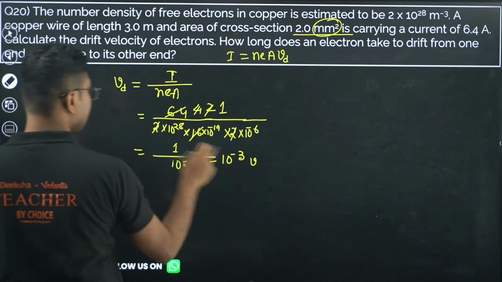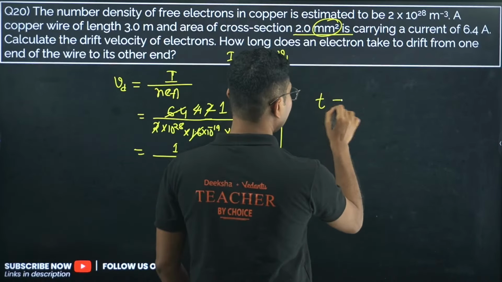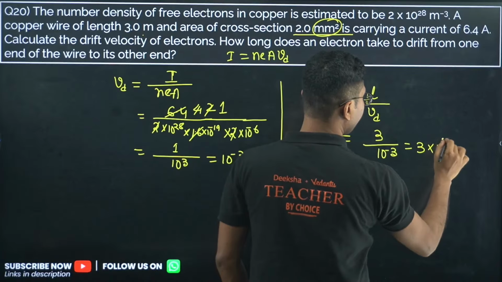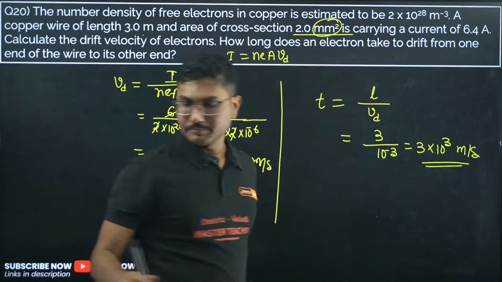What about how long the electron will take? The time the electron will take to drift is given by the length of the wire divided by drift velocity. Length of the wire is 3 meter and the drift velocity is 10 to the power of minus 3 meter per second, so the time is 3 into 10 to the power of 3 seconds. Okay, clear?